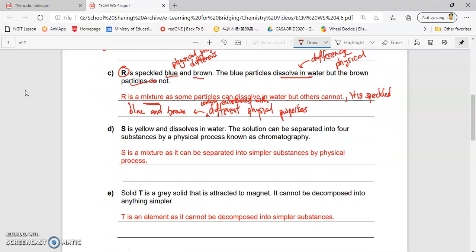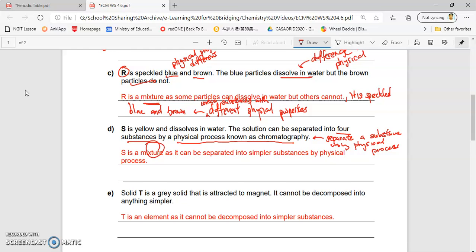Okay, next. S is yellow, dissolves in water. Okay, the solution can be separated into four substances. Imagine, I can separate it into four substances by a physical process. So if you are able to separate a substance using a physical process, this is a big clue to tell you that the substance must be a mixture.